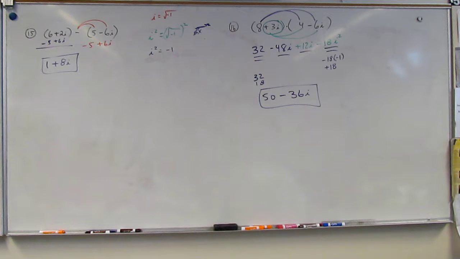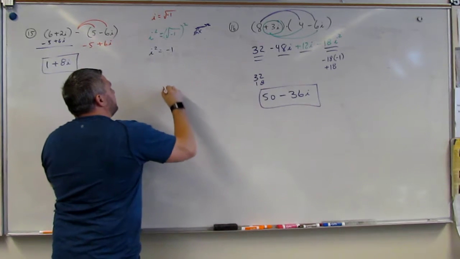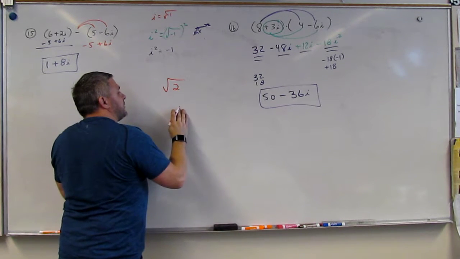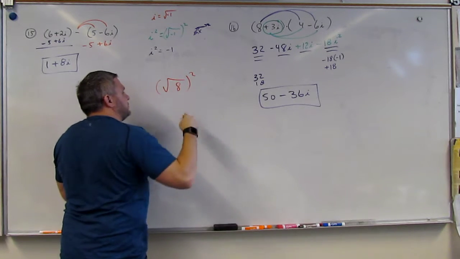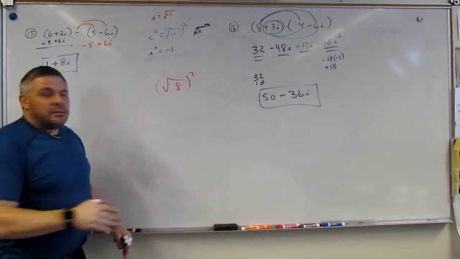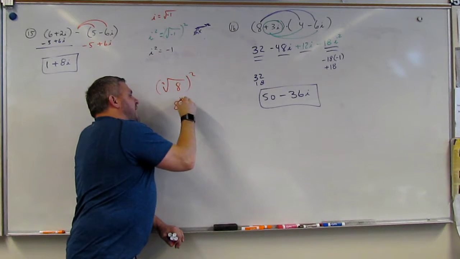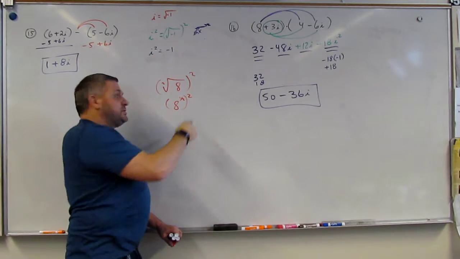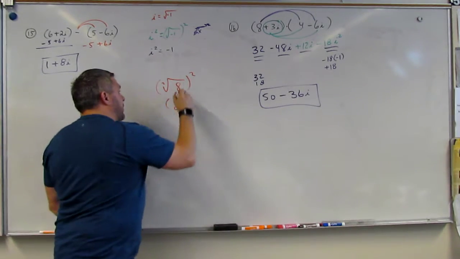How do you get rid of the square? I missed it. Okay? So, anytime you have a square root, and you square it, say it's an 8, then you're saying 8 to the 1/2 squared. 2 times a half is 1, right? So it just goes away.